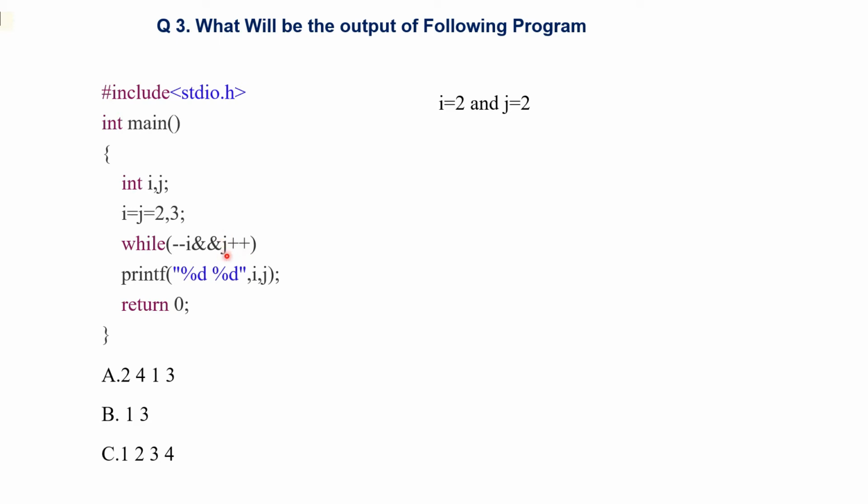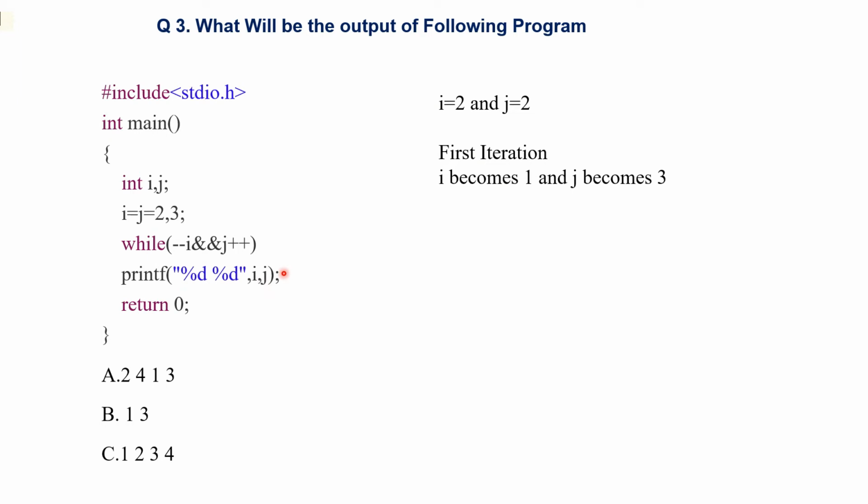And here the expression is j++. So firstly here j will be used, so hence value 2 will be used here. So hence the condition becomes 1 and 2, and we know that values 1 and 2 are considered as true values, hence true and true. So hence the complete condition becomes true, and after evaluating this condition, value of j becomes 3. So hence in the first iteration, I becomes 1 and j becomes 3, and hence as this condition is true, control will be transferred to the next statement, and values of I and j will be displayed. That means 1 and 3 will be displayed.